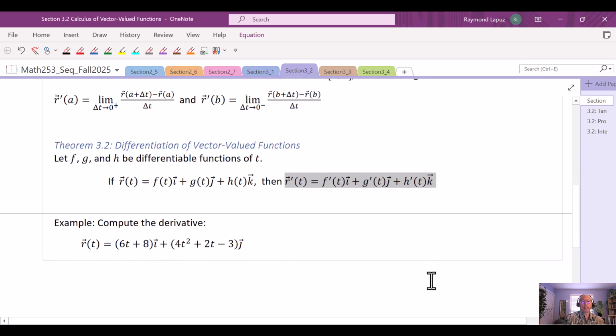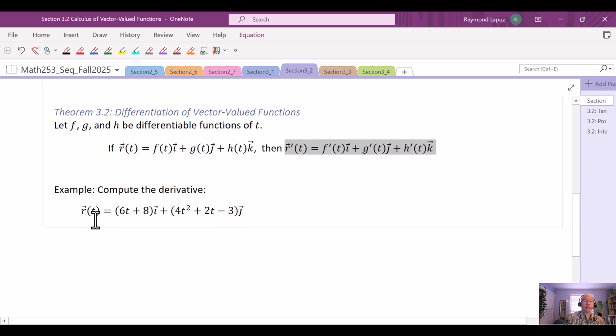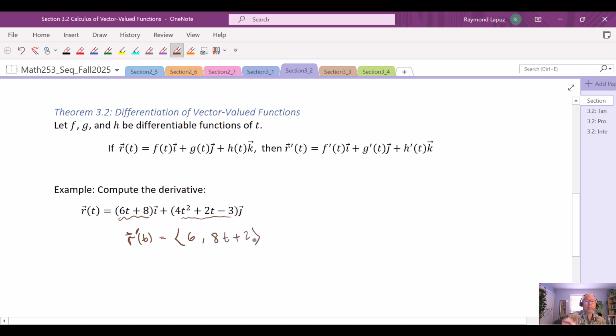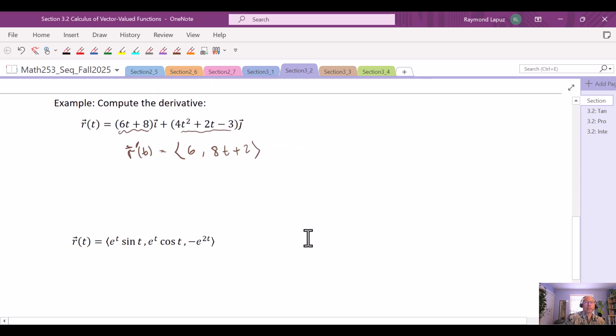Let's take the derivative of this vector valued function. We have r of t is equal to 6t plus 8 in the i direction and 4t squared plus 2t minus 3 in the j direction. So if I were to take the derivative of this, I will call this r prime of t, and I'll even switch notation to use the angle bracket. The derivative of 6t plus 8 is 6, and the derivative of 4t squared plus 2t minus 3 is going to be 8t plus 2, and then there's my derivative. I'm done.